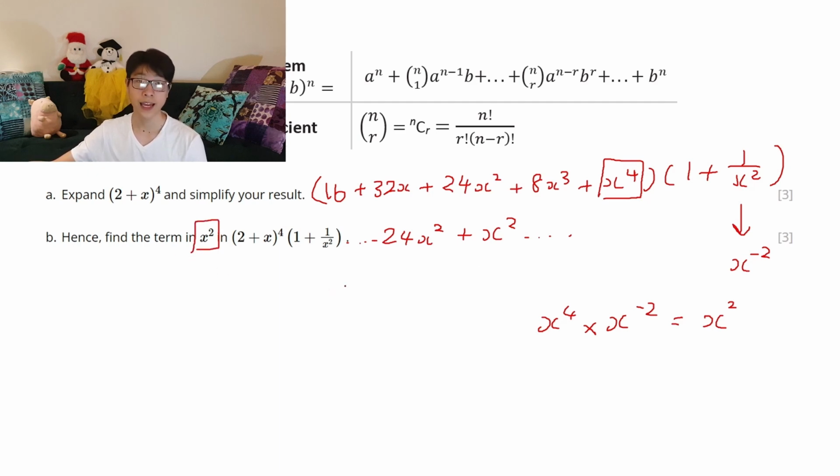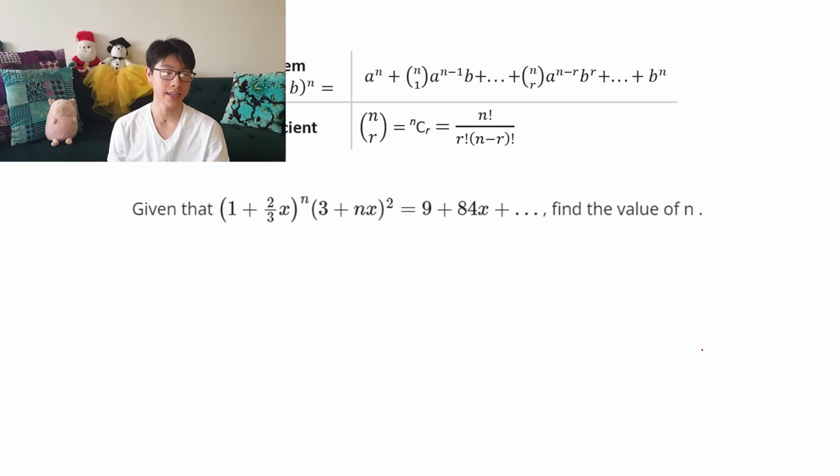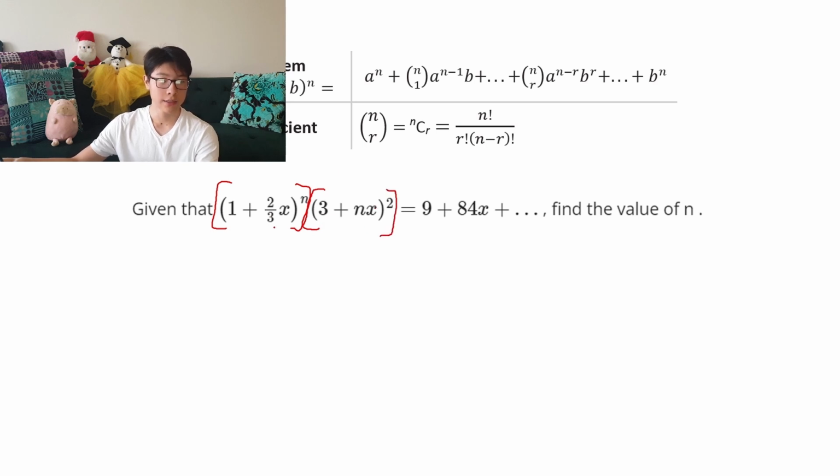And therefore, the answer to part B is equal to 25x squared. Okay, now moving on to the next question, we have this right here. If we read this question, we can see that we are given two binomials, this one right here and this one right here, and together they multiply to form a product which is equal to this expression right here. And we want to find the value of n.